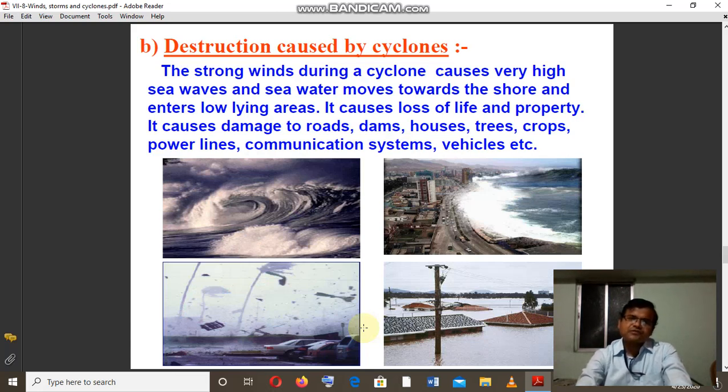Destruction caused by cyclone. The strong winds during a cyclone cause very high sea waves. Sea water moves towards the shore and enters low-lying areas. It causes loss of life and property. It causes damage to roads, dams, houses, trees, crops, power lines, communication systems, vehicles, etc. These are the diagrams or figures of this.